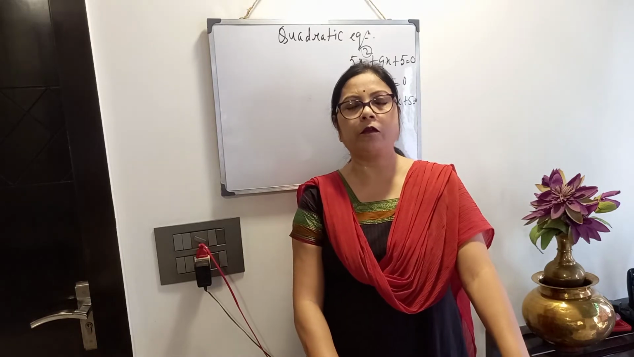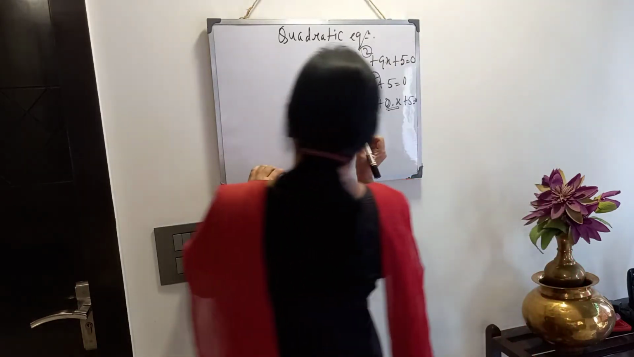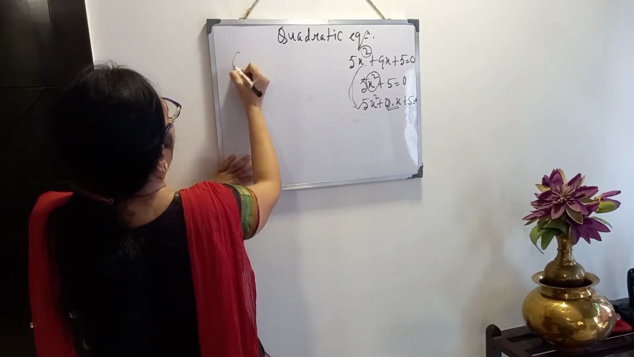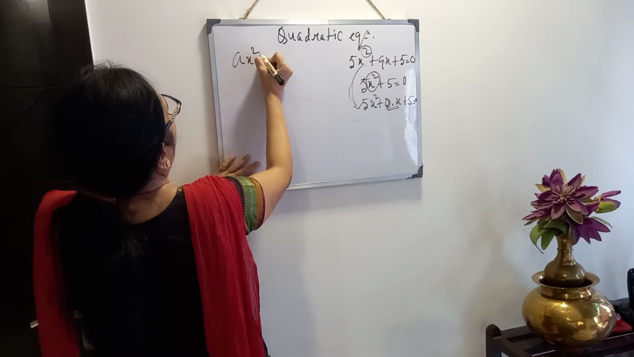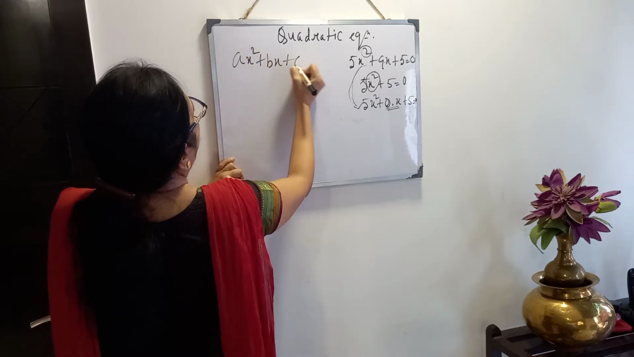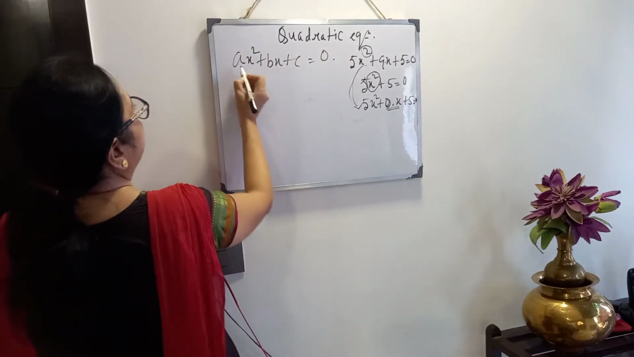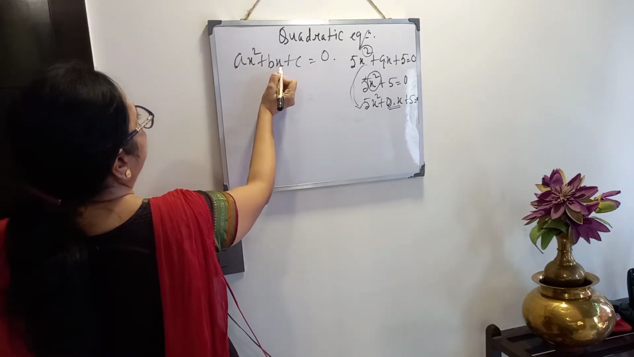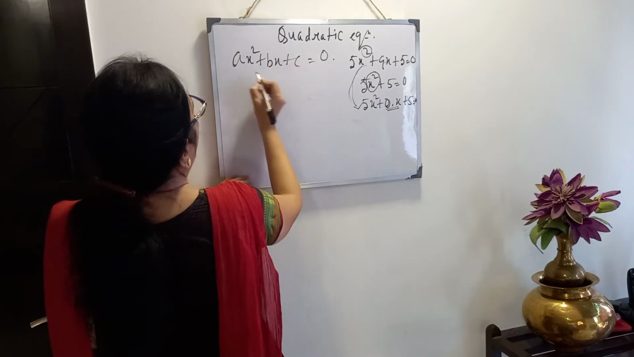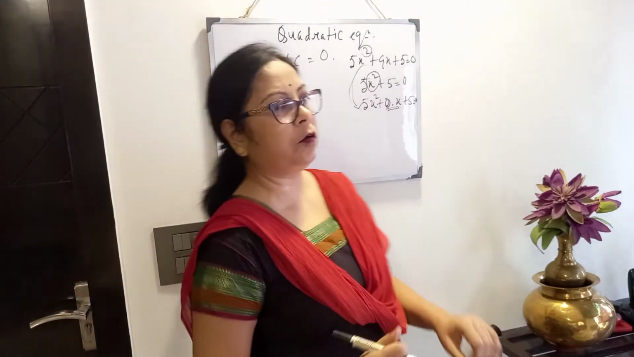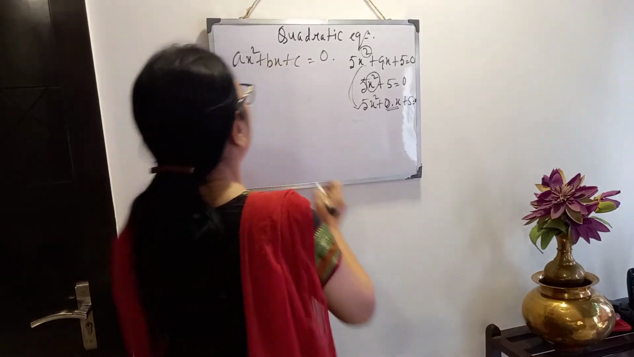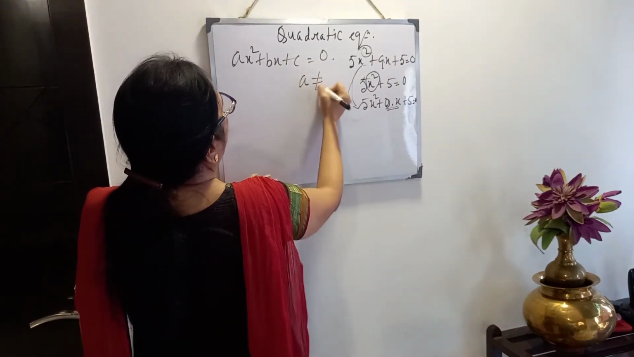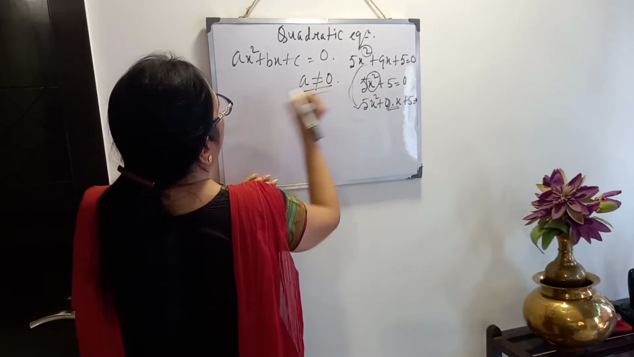And the most important thing in quadratic equation is that, suppose first I am writing the general form of quadratic equation, that is ax square plus bx plus c equals to 0. Here a is the coefficient of x square, b is the coefficient of x and c is the constant term. Most important thing in quadratic equation is that the coefficient a will be not equals to 0. This is the most important thing.